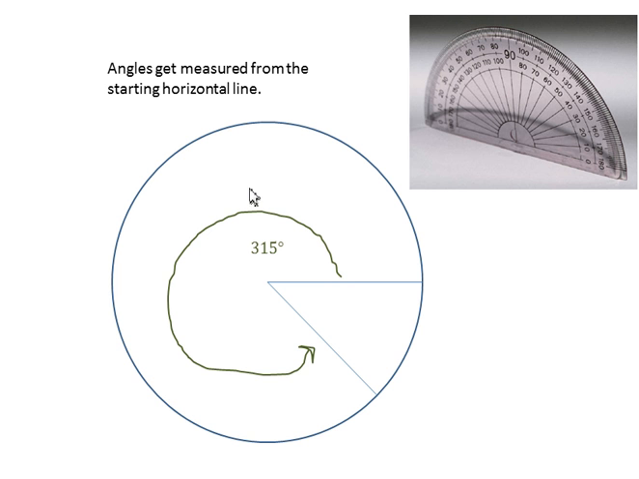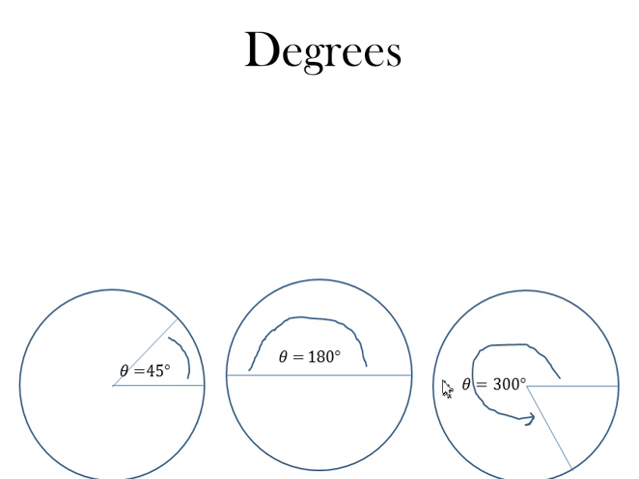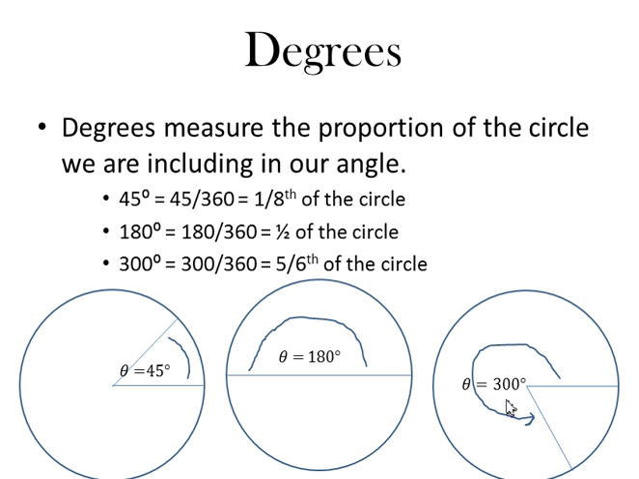If we just move all the way around, that would be a 315-degree angle. Or if we drop down in clockwise direction, we say we went in the negative direction, negative 45. Same angle, different names. If we look at these 3 angles right here, we can see that this one is 1/8 of a circle, this is half of a circle, and this is all the way around to 5/6 of a circle.